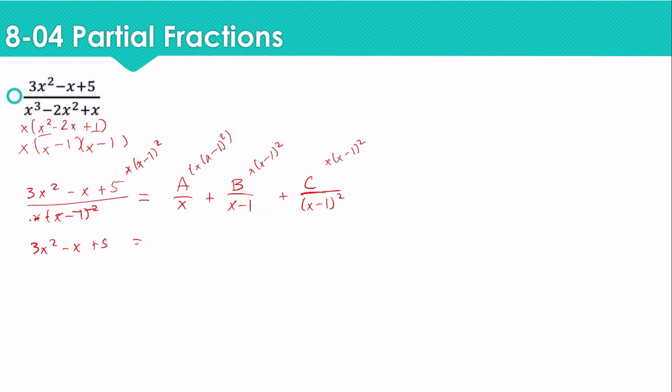And then with the a, just the x cancels. So it's a times x minus 1 squared. For the b, one of the x minus 1's cancel, so it's bx times x minus 1. And for c, both of the x minus 1's cancel, so it's cx.